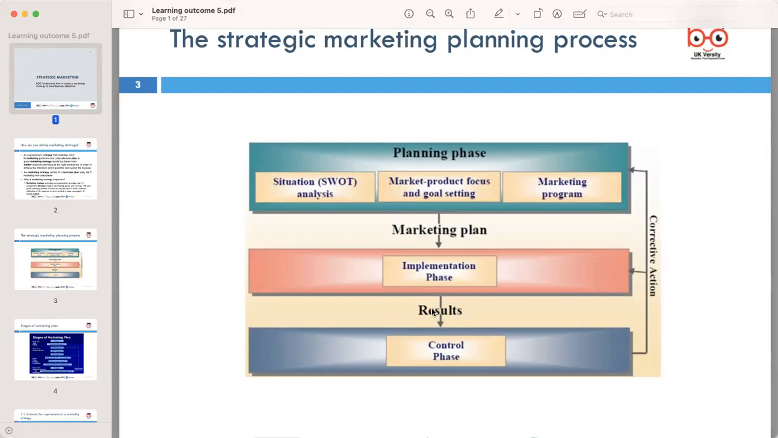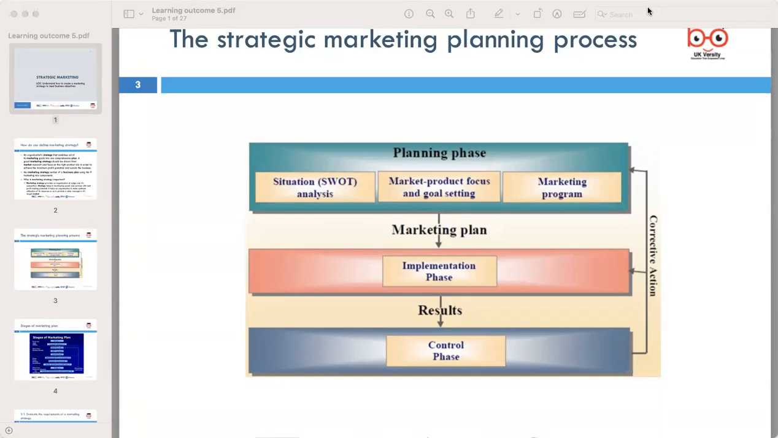So when we talk about the planning phase, this initial phase encompasses several critical activities. It starts with a comprehensive situation analysis, often referred to as a SWOT analysis, where an organization assesses its internal strengths and weaknesses as well as external opportunities and threats. Following the situation analysis, the organization defines its market product focus and sets clear, achievable goals and objectives.